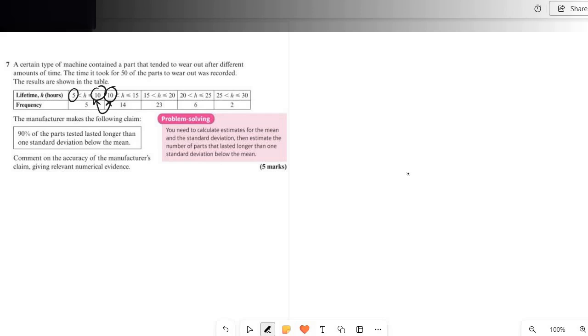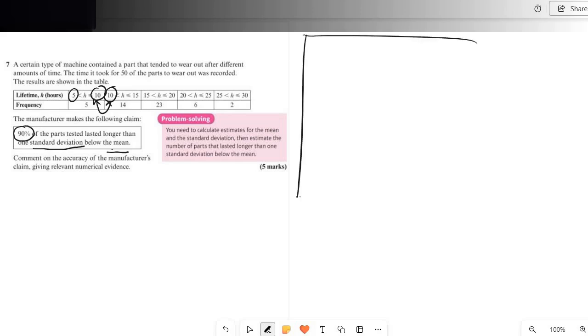The manufacturer makes the following claim: 90% of the parts tested lasted longer than one standard deviation below the mean. Comment on the accuracy of the manufacturer's claim, giving relevant numerical evidence. So first, we have to calculate the standard deviation and the mean as well. Then, using linear interpolation, we find out at which percentile this specific value exists, and then we compare it with the 90% given here.